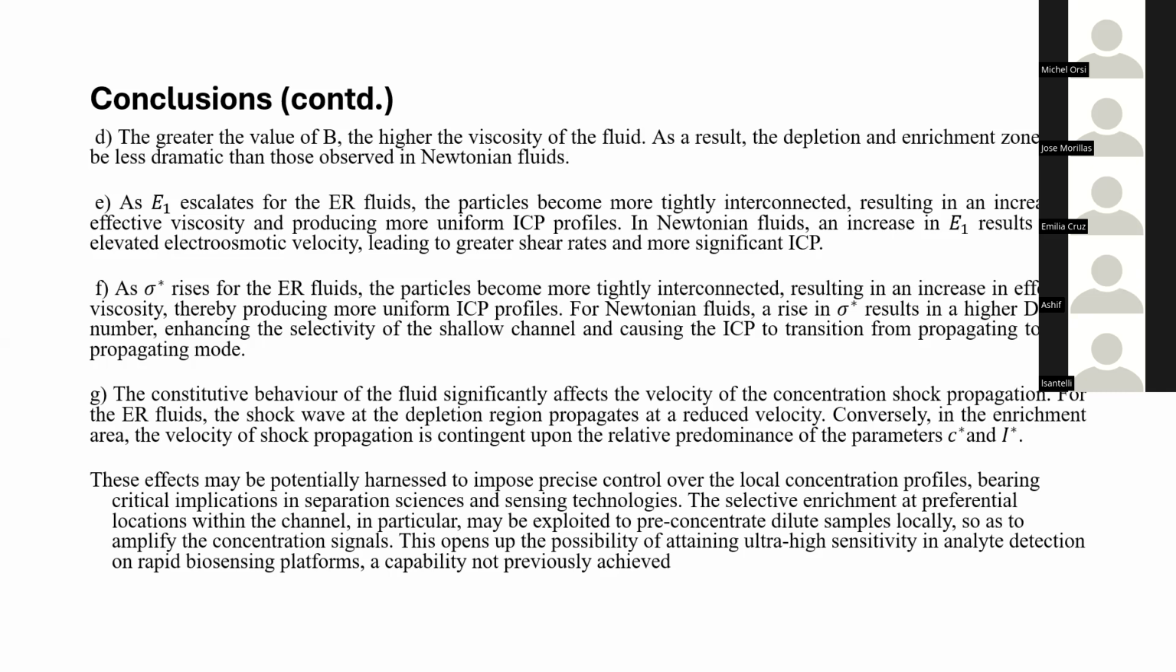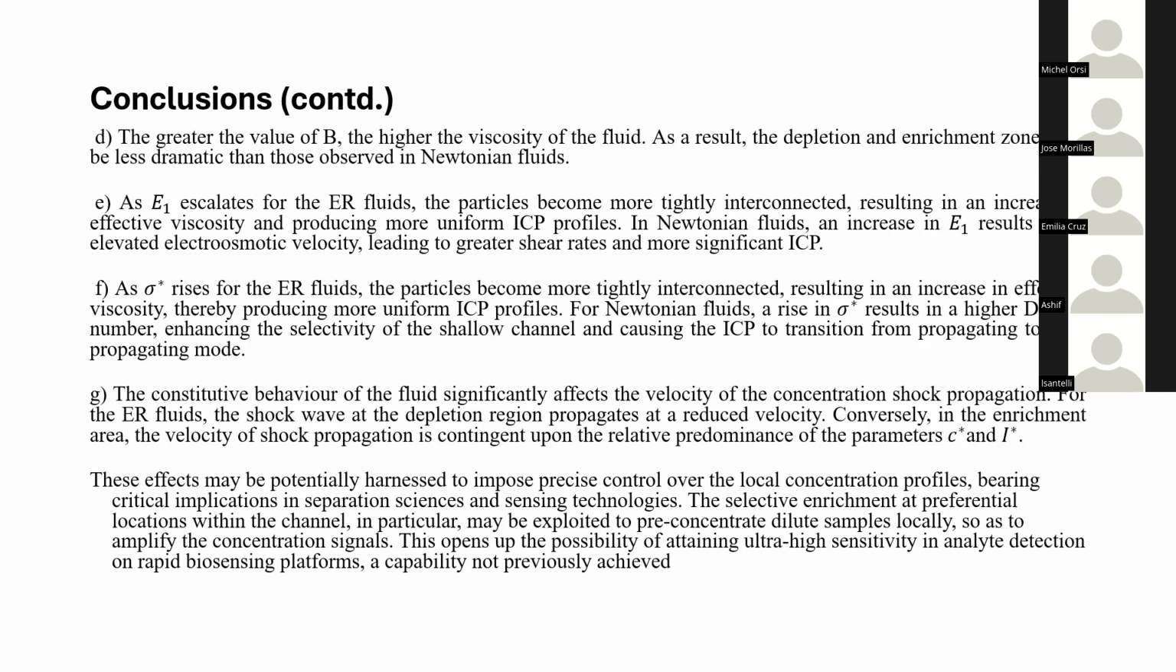For Newtonian fluids, a rise in sigma results in higher Dukhin number, enhancing the selectivity of the shallow channel and causing the ICP to transition from propagating to non-propagating mode. The constitutive behavior of the fluid significantly affects the velocity of the concentration shock propagation. For the ER fluids, the shock wave at the depletion region propagates at a reduced velocity. Conversely, in the enrichment area, the velocity of shock propagation is contingent upon the relative dominance of the parameters.